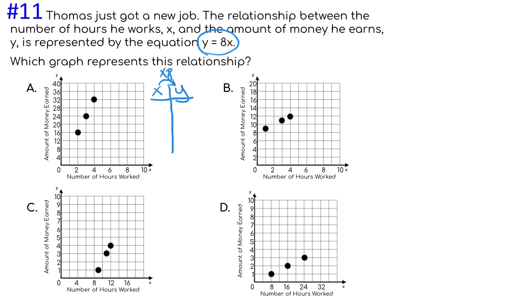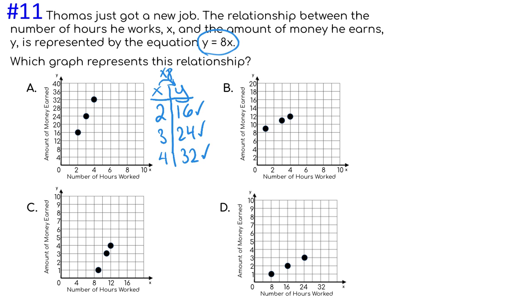Looking at answer choice A, that first dot is at (2, 16). So is 2 times 8 equal to 16? Yeah, looks good. The next dot is between 2 and 4, so that means it's at (3, 24). 3 times 8 is 24, so looks good. And the last dot is at (4, 32). 4 times 8 is 32, so A is looking really good.